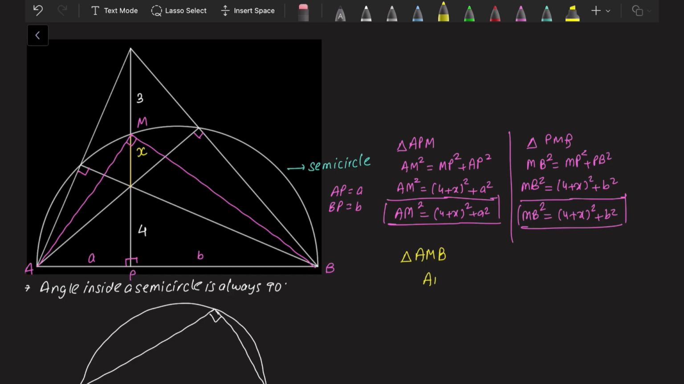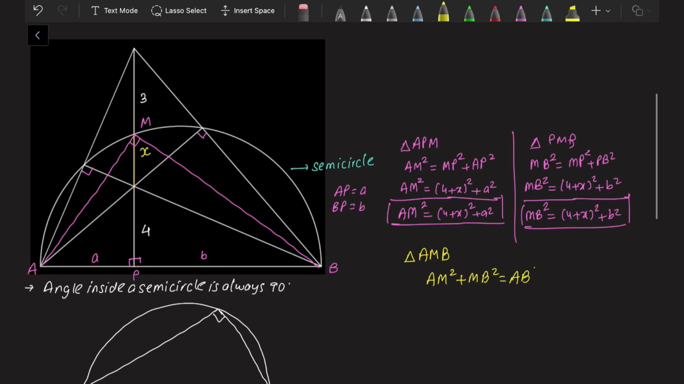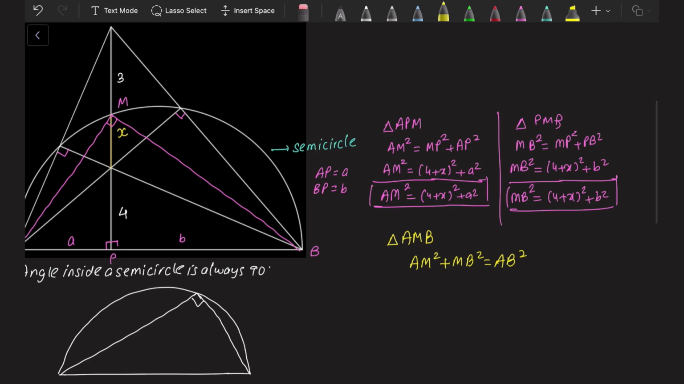So now this time the length AM is the height and MB is the base, meaning the sides AM and MB, and the role of the hypotenuse is played by AB. So AM square plus MB square is definitely going to be AB square. Let us substitute the values. AM square has a value (4 plus x) the whole square plus a square, and MB square has a value (4 plus x) the whole square plus b square, meaning it will become 2 times (4 plus x) the whole square plus a square plus b square.